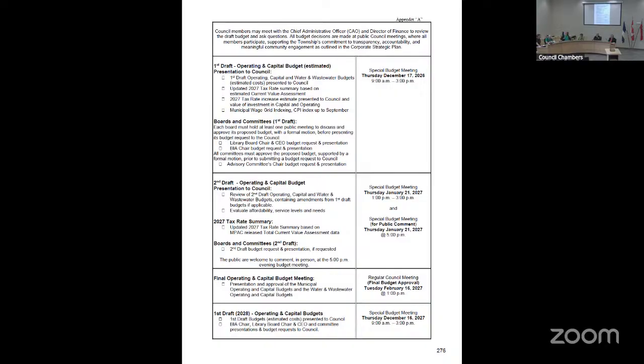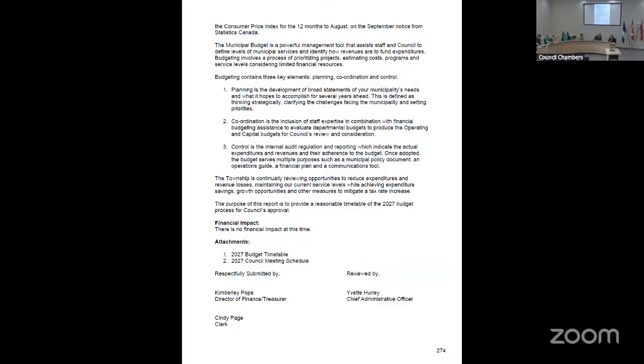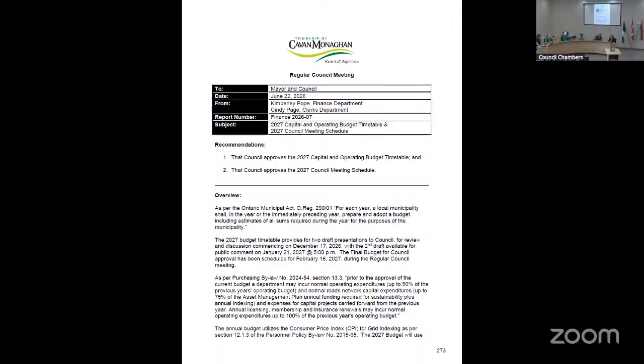So just a note. If not, we'll look for a mover and a seconder for the council to approve the 2027 capital operating budget timeline and the council to approve the 2027 council meeting schedule. Moved by Councillor Nacho, seconded by Deputy Mayor Huntley. All in favor? That is approved.